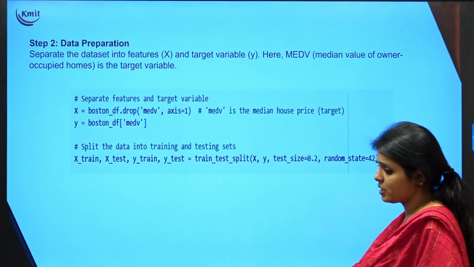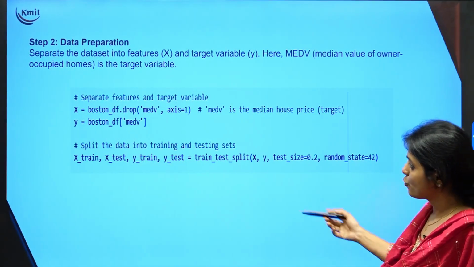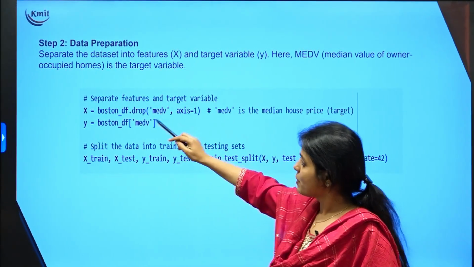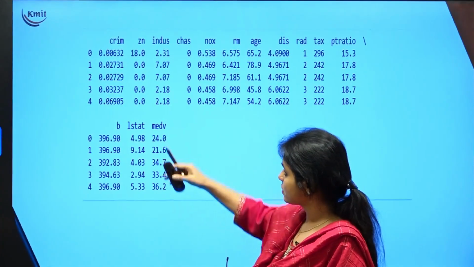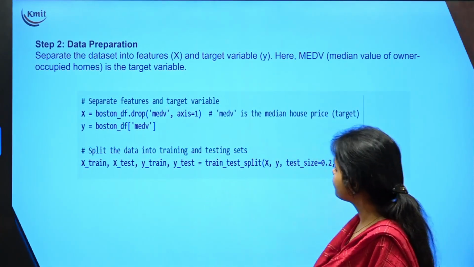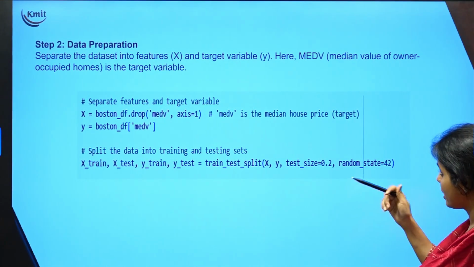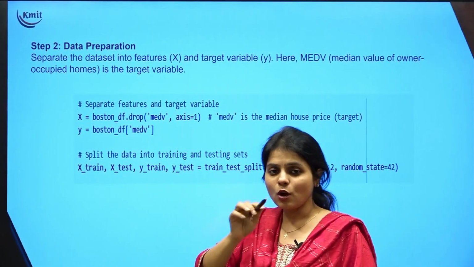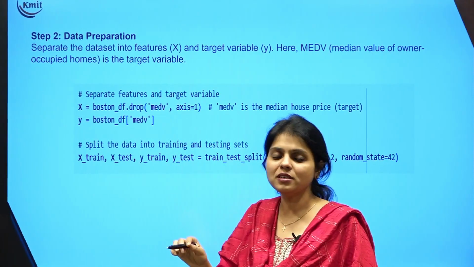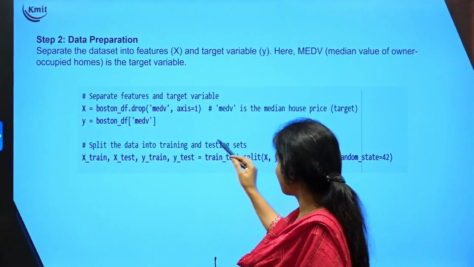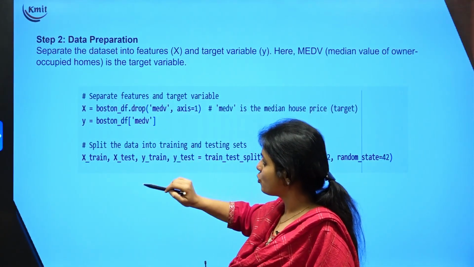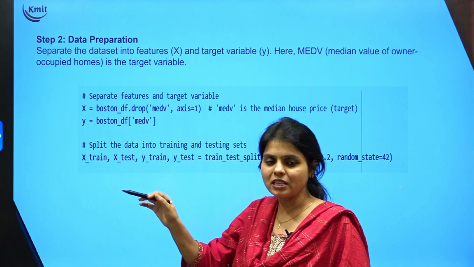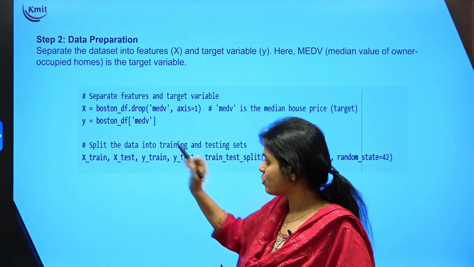Before we actually develop the model, we have to prepare the data. For preparing the data, I want to separate my input features from the output variable. My output variable is this particular column, MEDV, the median house price, hence I want to drop that from X. So now X will have all the features except MEDV, and that MEDV I am taking as my output variable Y. This is how I prepare my data.